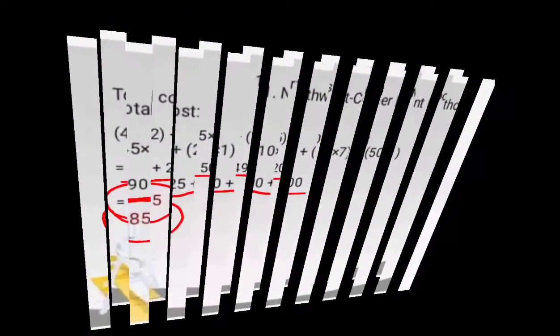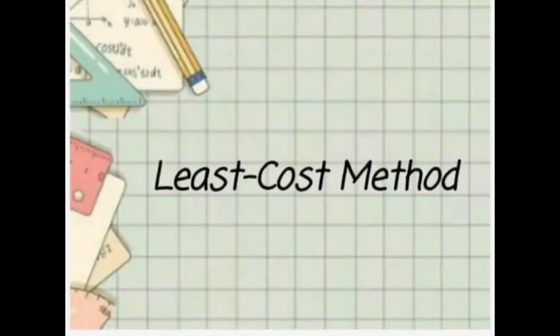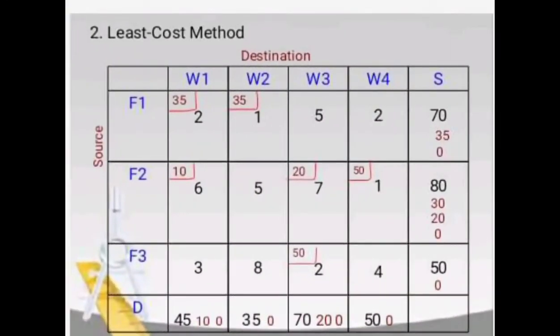So next method is the least cost method. So we have here the following table, and I allocated the following cells. So I will explain how I came up with these allocated numbers. From the word least, we will find the least cost in the table. So I chose number 1 because we have a 1 here. So I choose this part.